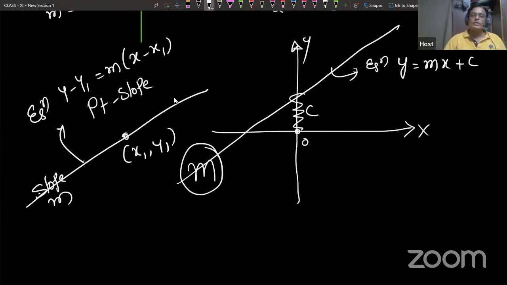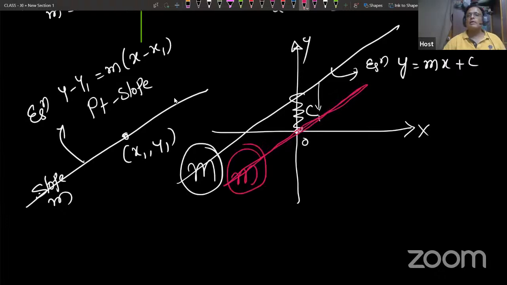If the line passes through the origin, suppose this same line comes down and passes through the origin, definitely there will not be any change in the slope, but c will become 0. Therefore the equation becomes y is equal to mx only. When lines are parallel, their slopes are equal, so there is no change in m, but c becomes 0 if the line passes through the origin. These two we have studied.